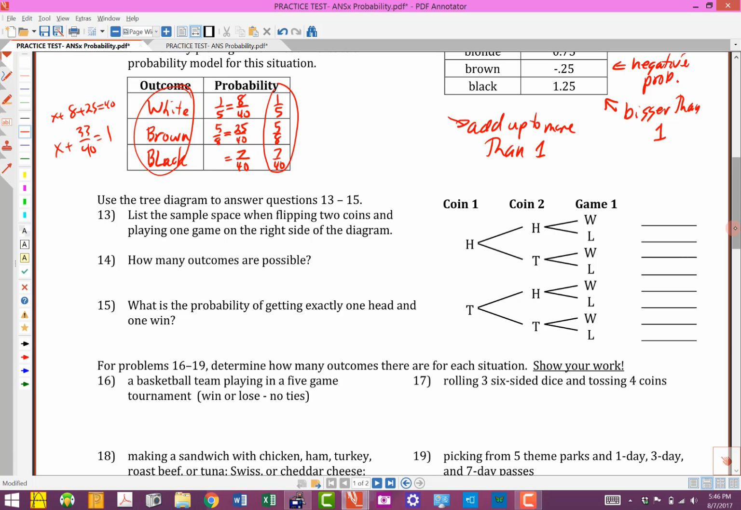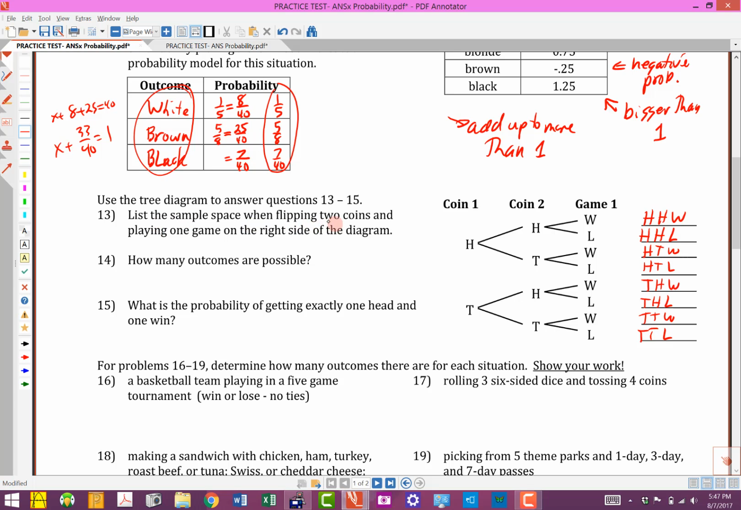Okay. So let's take a look at number 13. It says use the tree diagram to answer. So we've got a tree diagram. Let's go ahead and fill out what we've got here. So this is going to be flipping a coin, and then either win or lose a game. So this is going to be head, head, win, head, head, lose. Follow this one, head, tail, win, head, tail, lose. And then we're down here, tail, head, win, tail, head, lose, tail, tail, win, and tail, tail, lose.